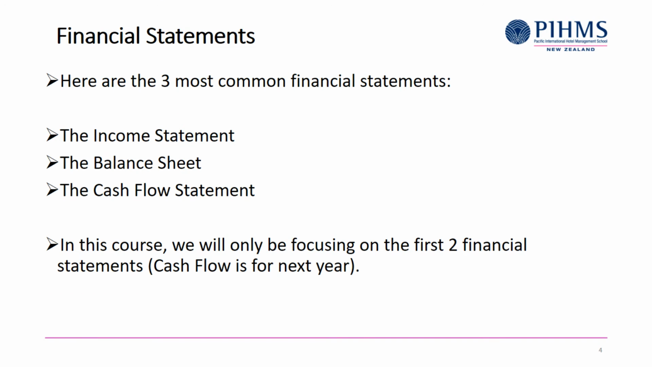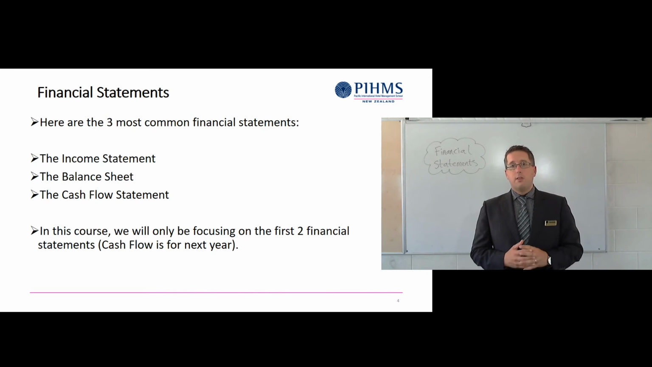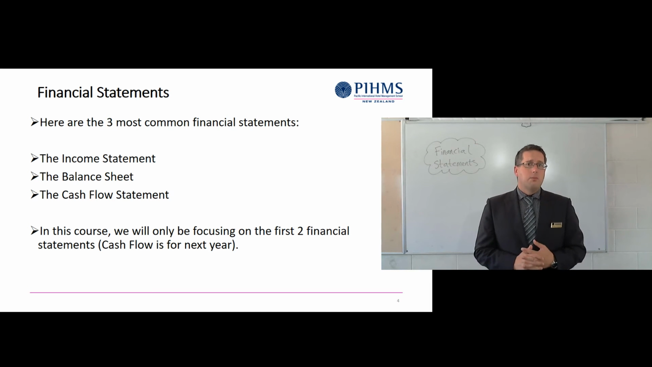Okay, here are the 3 most common financial statements. We have the income statement, and there are a couple of different words for the income statement. We'll come to that when we look at the income statement. The income statement focuses on the profit of the business. The balance sheet looks at assets and liabilities. And finally, the cash flow statement. Now, there are more financial statements than just these 3, but these are the big 3 that you'll find any company will prepare.